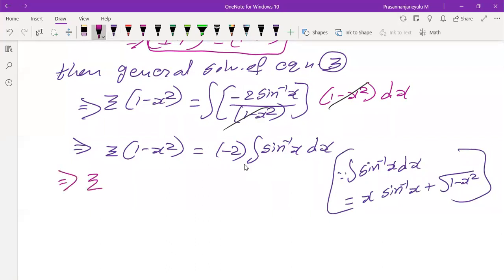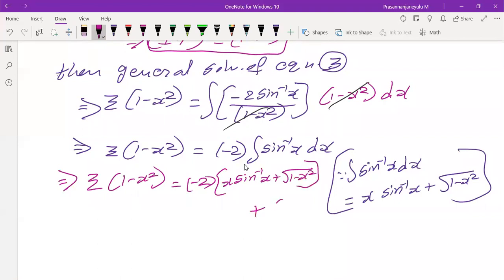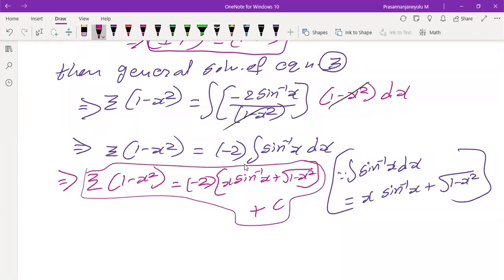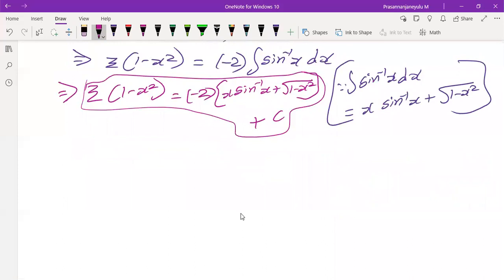So z into 1 minus x square is equal to minus 2 into x sine inverse x plus root of 1 minus x square. Having completed the integration, we add plus c. This is the general solution of equation number 3.